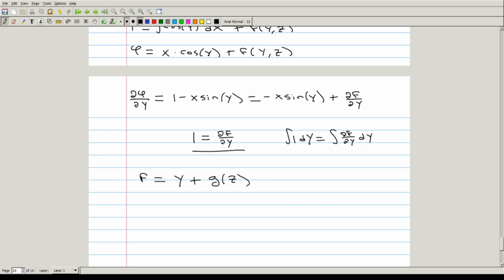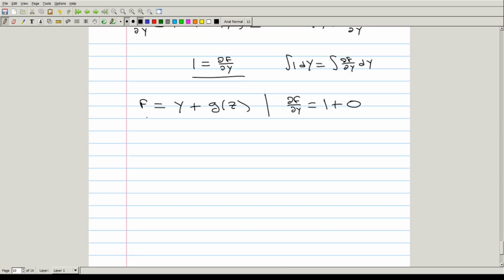This function g of z is determined by the third condition. You can check this. If you take the partial derivative of this expression with respect to y, on the left-hand side you get df dy, on the right-hand side you get 1 plus the y partial derivative of g of z, which is 0. So it's recovering this right here.